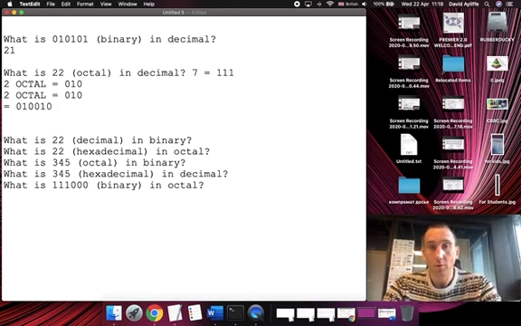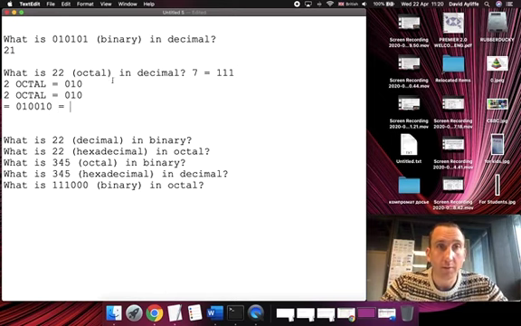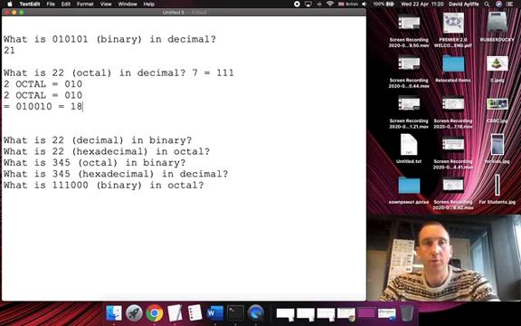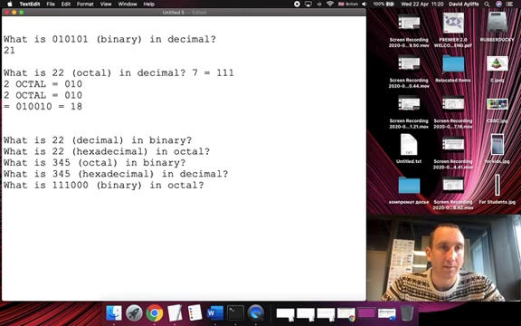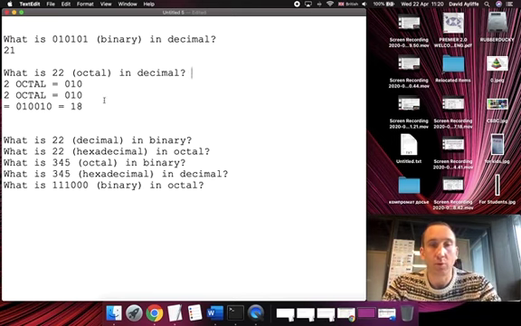And now we just convert this binary to decimal. So 1, 2, 4, 8, 16. So 16 plus 2 equals 18. So what is 22 octal in decimal? 22 octal in decimal is 18.